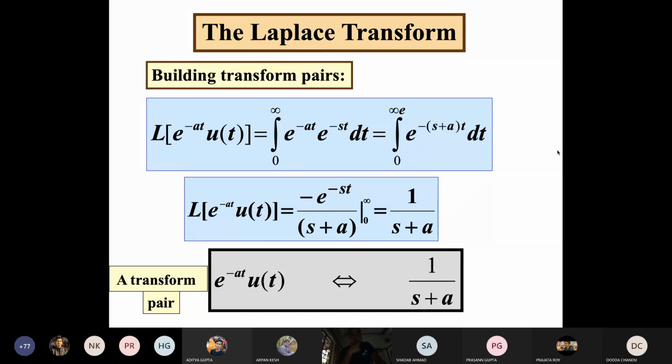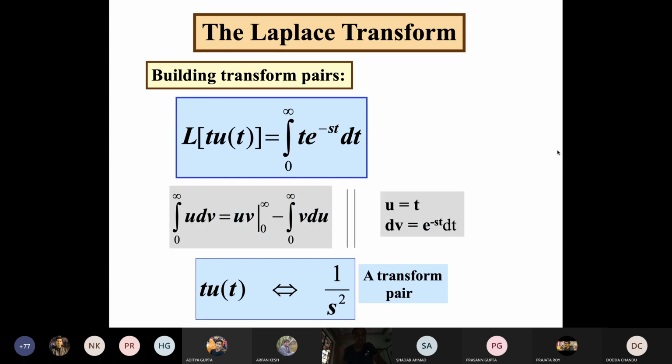Okay, transform pairs. e to the power minus at u(t) is equal to 1 by s plus a. We did it, right? We solved it last class. Okay, t u(t) equals 1 by s square. We did it last class. If you have any questions, you can ask. How can you solve this problem? Using integration by parts, right? So if you use integration by parts, then you can solve this problem.